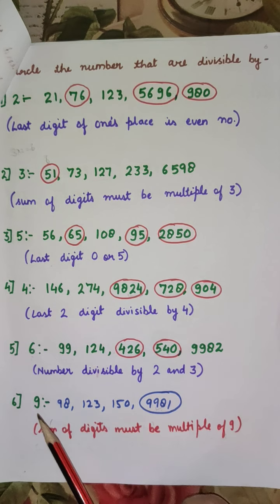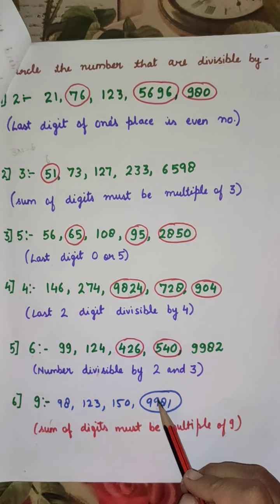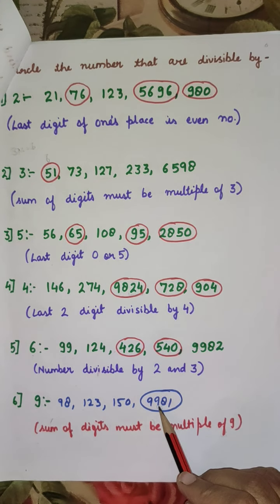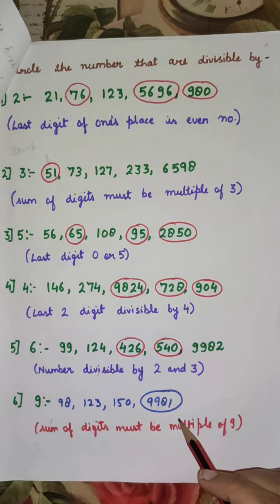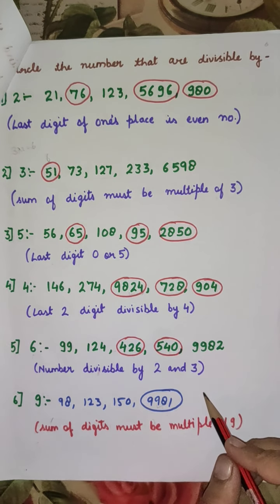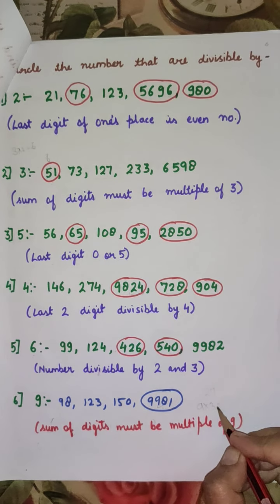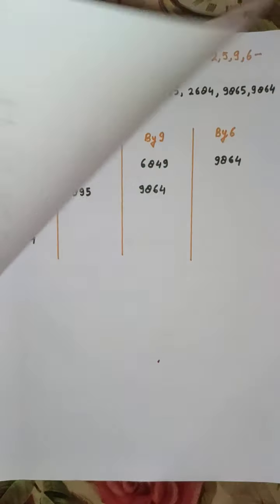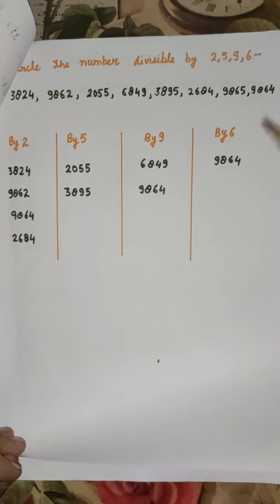Now the divisibility rule of 9: the sum of digits must be a multiple of 9. If you add it, 9 plus 9 is 18, and 18 plus 8 is 26, plus 1 is 27. Now 27, 9 threes are 27. So this is the divisibility rule of 9. According to this, in the question some digits are given, you have to find them out.